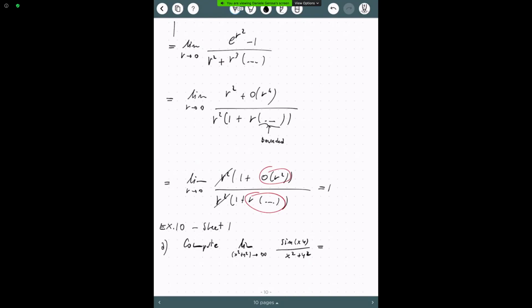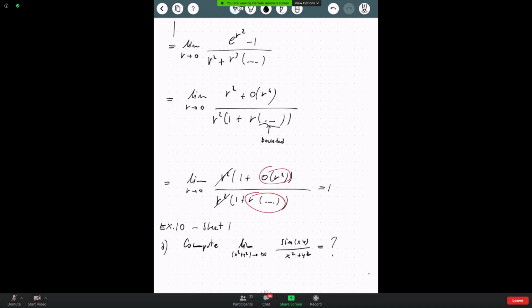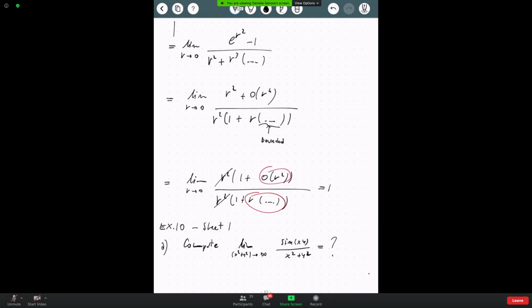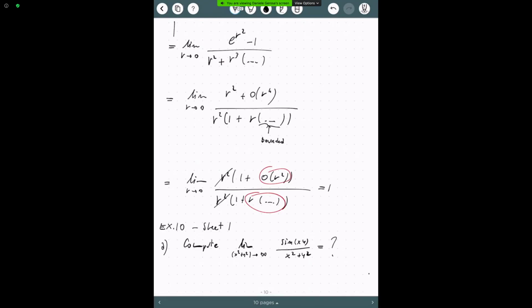So any idea on what this limit is? Anybody want to make a guess on what this might be? Yes, Eric, that's correct. Why? Well, it's pretty obvious, but yes, that is correct. So bounded times something that goes to 0. So the limit is 0, and the motivation is pretty obvious.